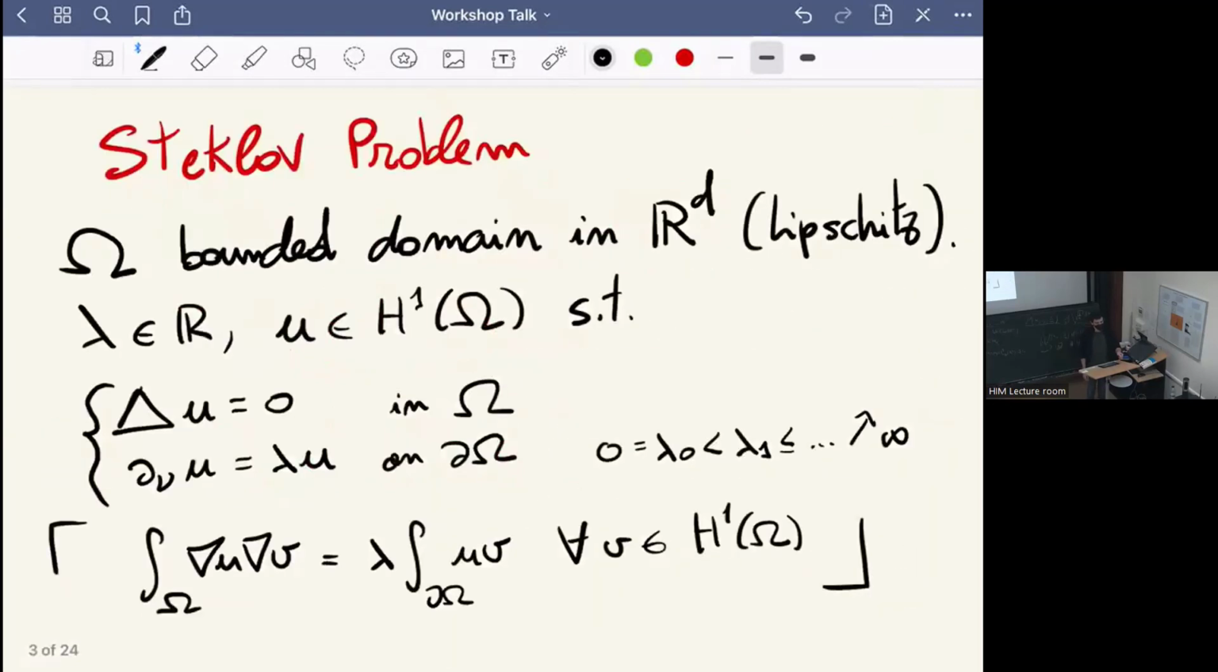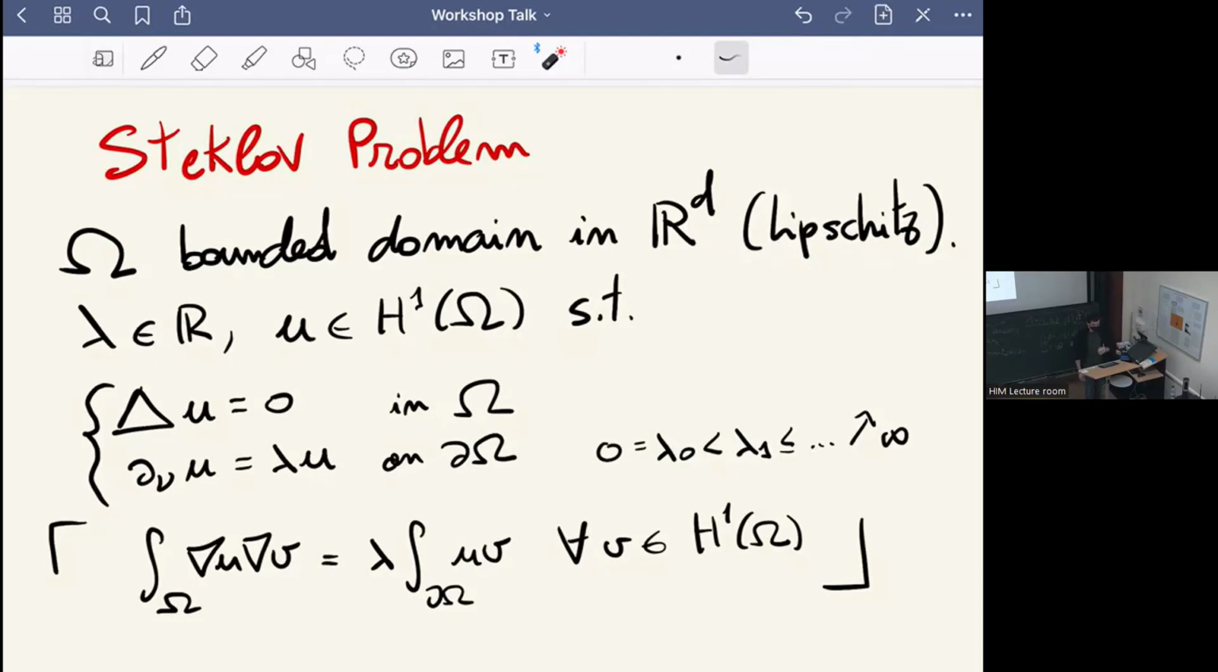So the Steklov problem. I'm talking about a bounded domain omega in R^d, and it will always be at least Lipschitz, which is probably already too regular for most of you here. I apologize for that, but most of the time I will even be more regular than this. So again, apologies. It's the best I can do.